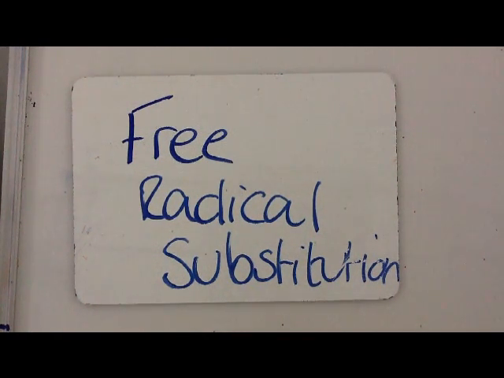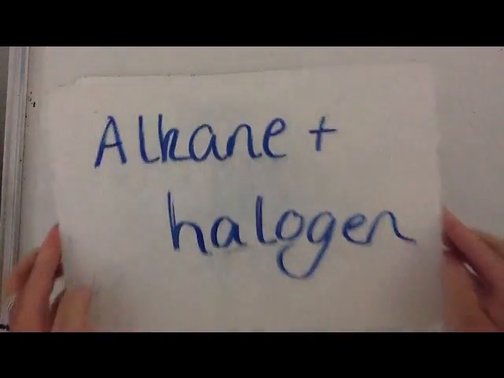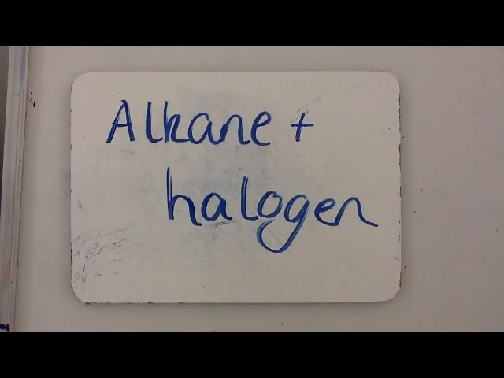So free radical substitution is the name of it. It is always to do with an alkane, so any alkane, including methane, plus a halogen. And the halogens we look at here are either chlorine or bromine. Fluorine is far too reactive to take part in this reaction, and iodine is not reactive enough. So you'll either get chlorine or bromine, and they behave in exactly the same way, as do methane, ethane, propane, butane. They all react in exactly the same way.